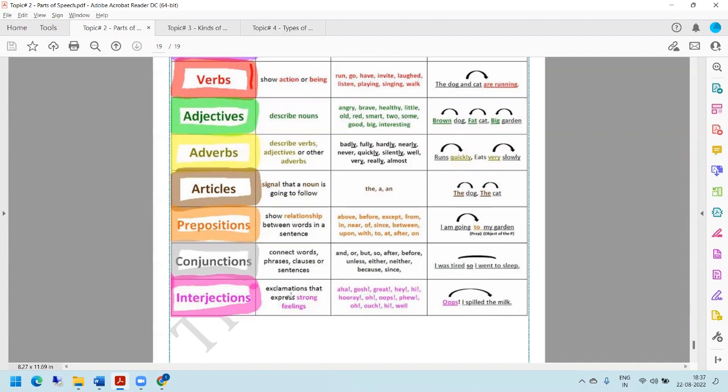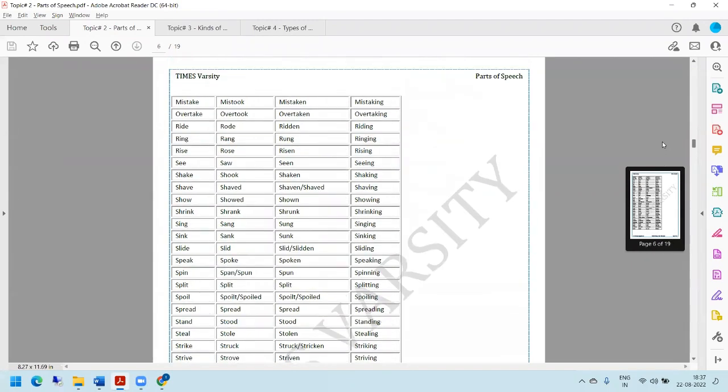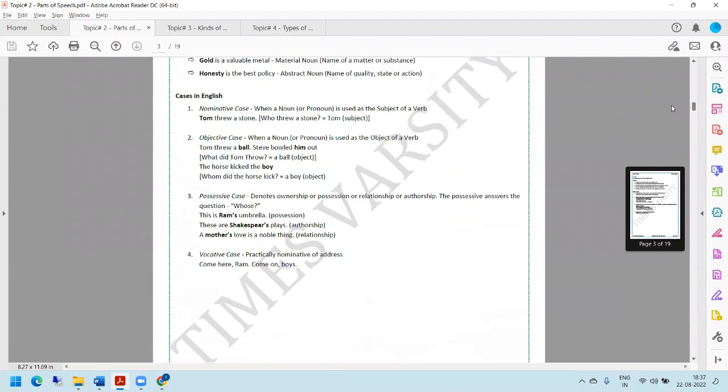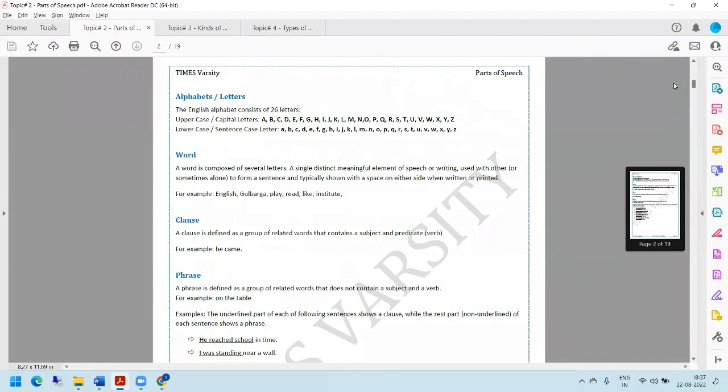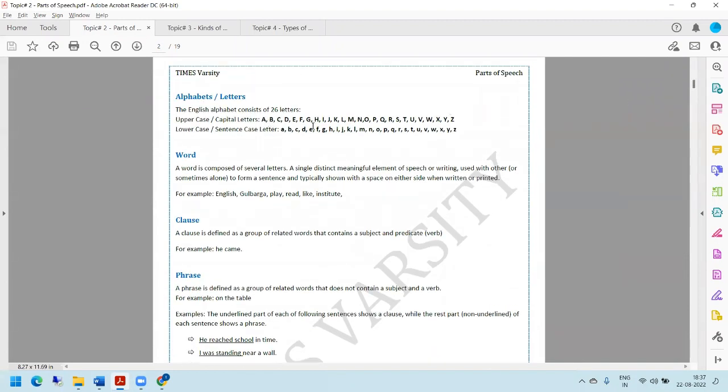Interjections are exclamations that express strong feelings, like hooray. Here is an example: oops, I spilled the milk. So this is about the parts of speech. In any sentence or speech, you find one of these. And as discussed, there are 26 letters, and out of 26, 5 are vowels: A, E, I, O, U. These 5 alphabets are vowels, and the remaining 21 are consonants.